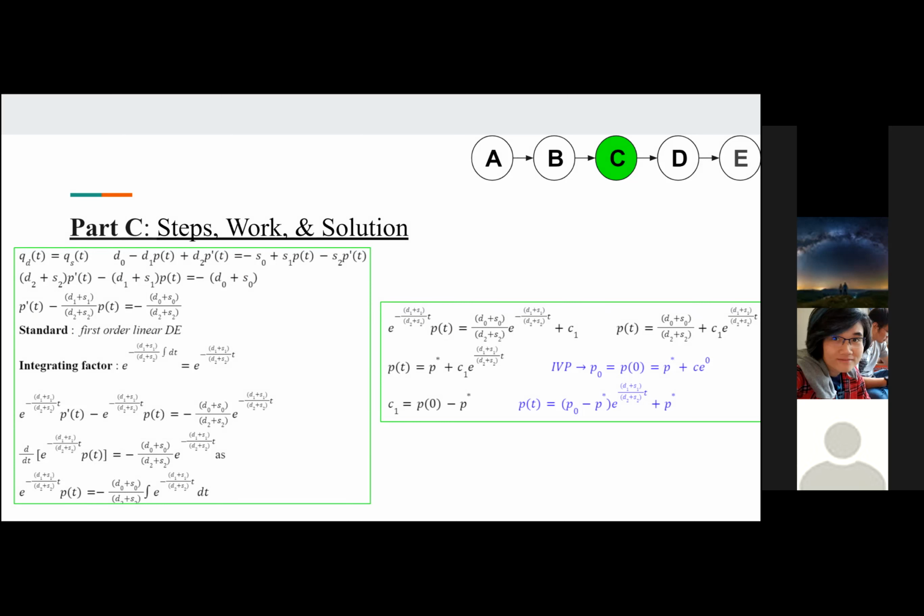Multiplying the integrating factor on both sides, on the left-hand side we get the reverse product rule. Solving for P(t), we get that P(t) is the equilibrium price plus c1 times e to the power of negative (d1 plus s1) over (d2 plus s2) times t. By setting it equal to the initial value at 0, we get that P(t) is equal to the initial price minus the equilibrium price, times e to the power of that constant times time, plus the equilibrium price.